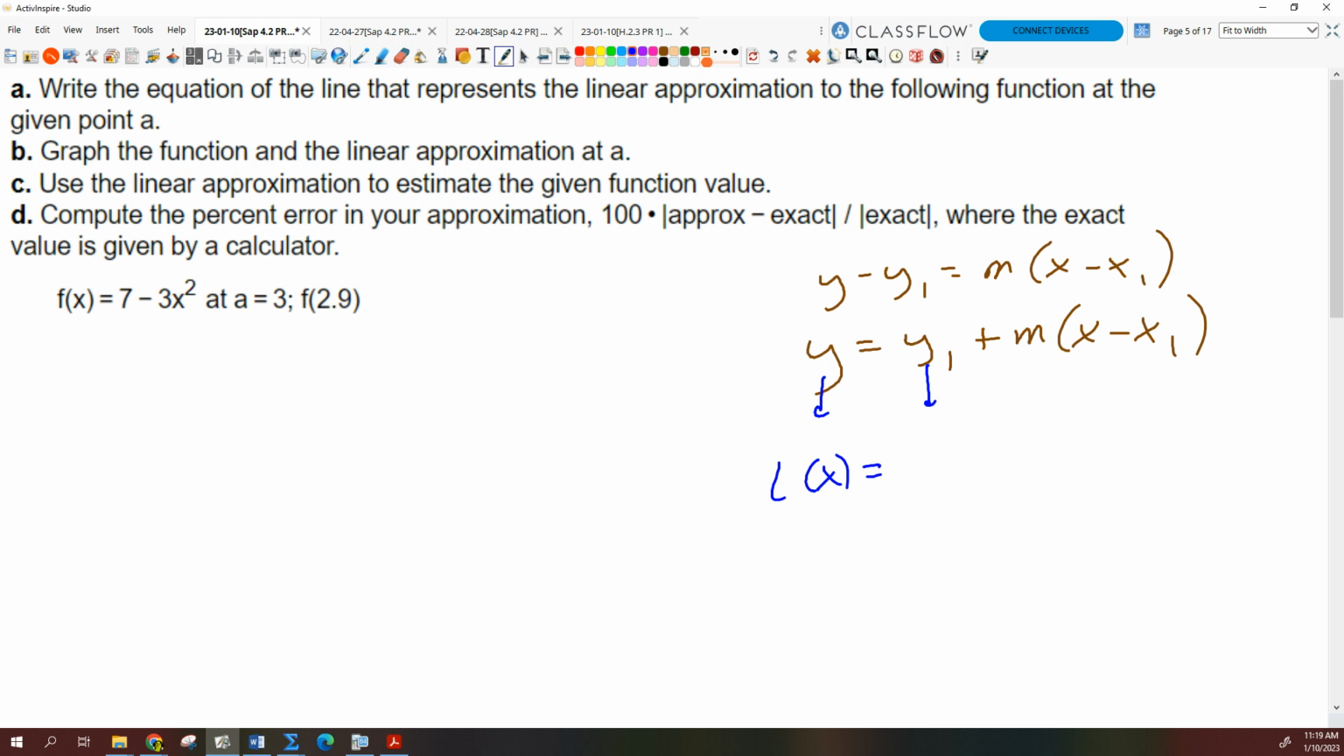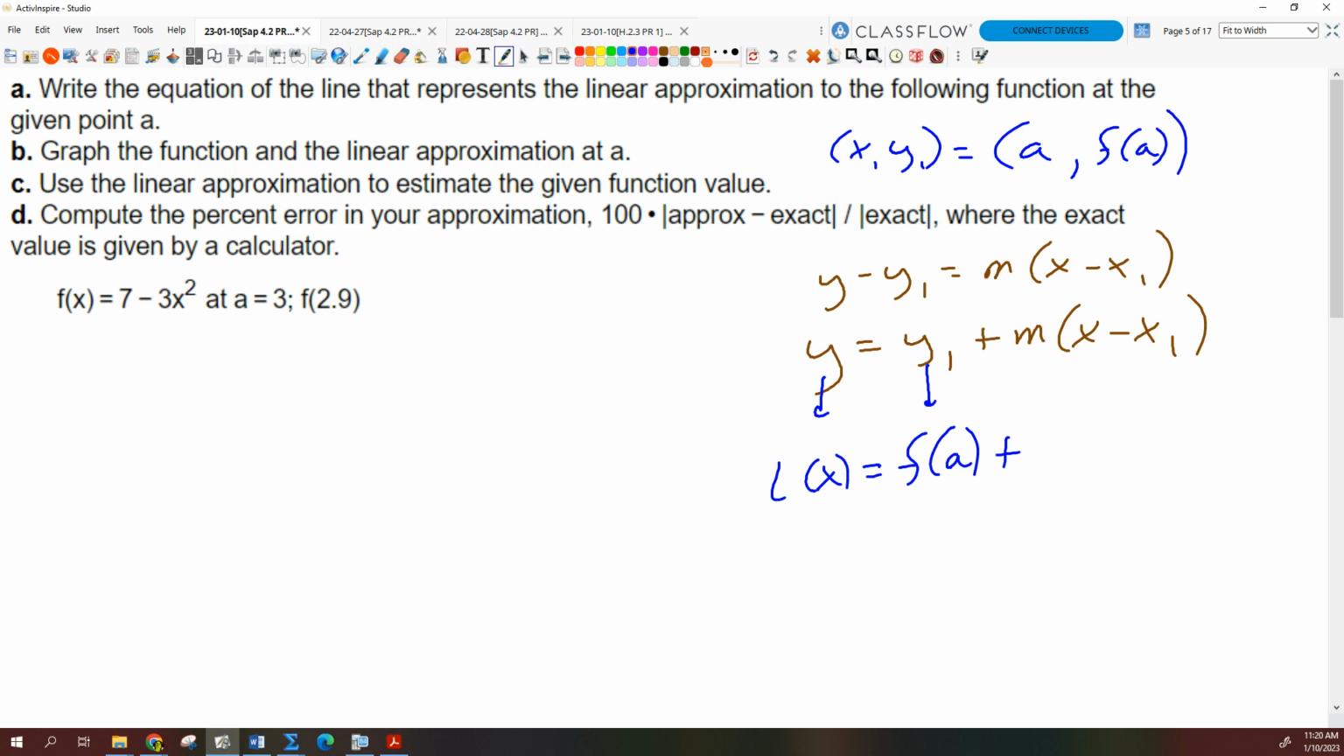f of a, right? Because the point of tangency, the point that we know, x1, y1, the x value we know is a, and the y value is just going to be whatever the output of the function is at a. Okay, so that just becomes f of a. What's the slope going to be? What's the slope of the tangent line going to be?